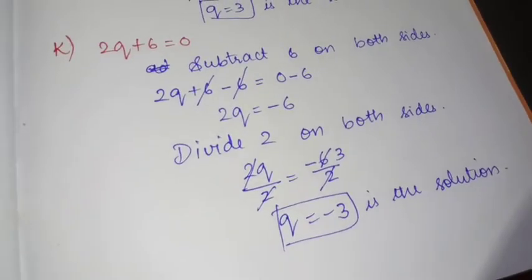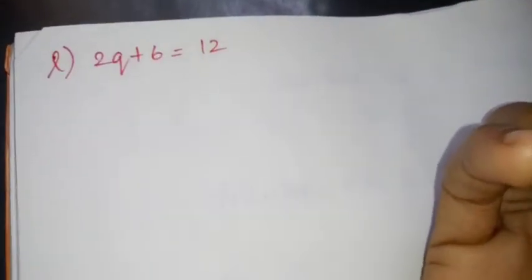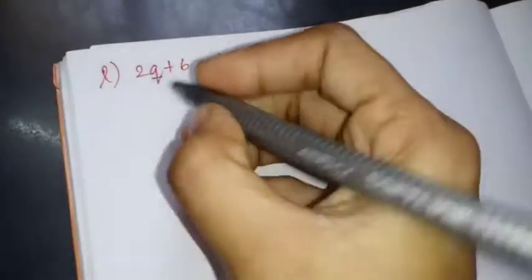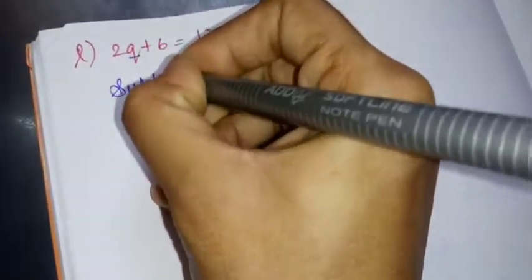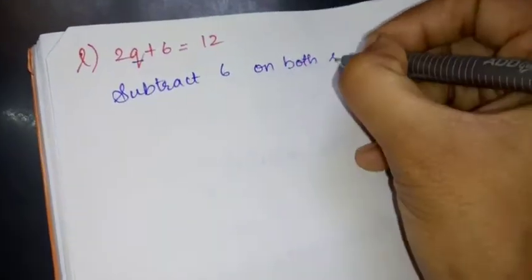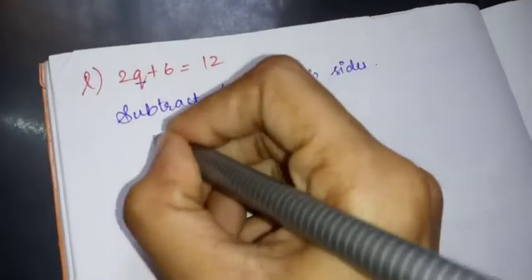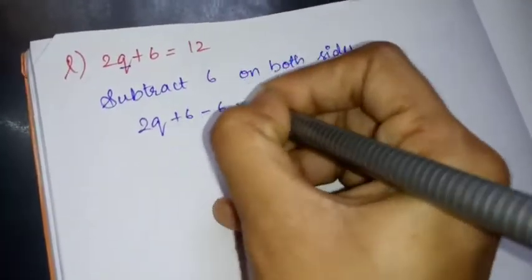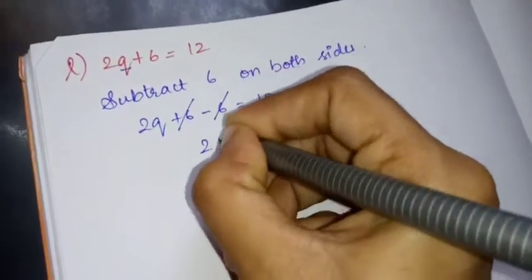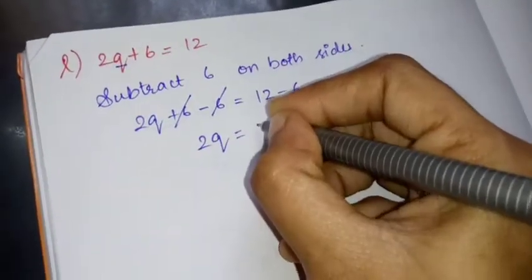Next is what problem? L. Problem is L. 2q plus 6 is equal to 12. So we should find the value of q. So first you should eliminate this plus 6, then 2. Okay. So what will you be doing? You will subtract 6 on both sides. So what will it become? 2q plus 6 minus 6 is equal to 12 minus 6. Plus 6 minus 6 cancel. 2q is equal to 12 minus 6 is 6.